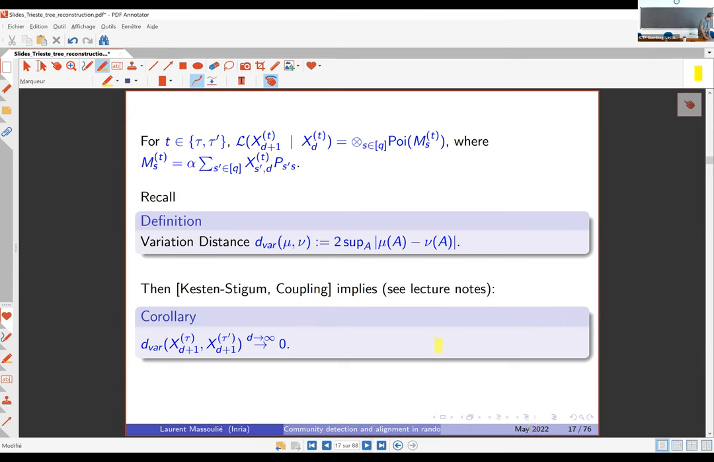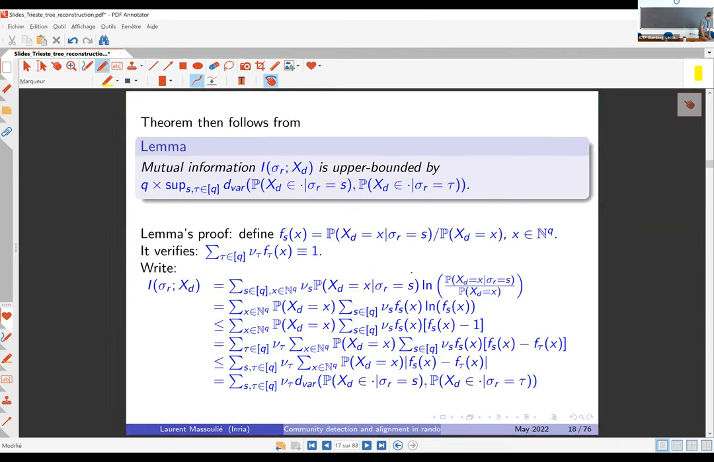This is a coupling which establishes that the distance in variation between the two distributions goes to zero. I guess some of you have heard about distance in variation between random variables. So anyhow, I'll also give a pointer to lecture notes if you want to fill in details that I'm going over quickly.